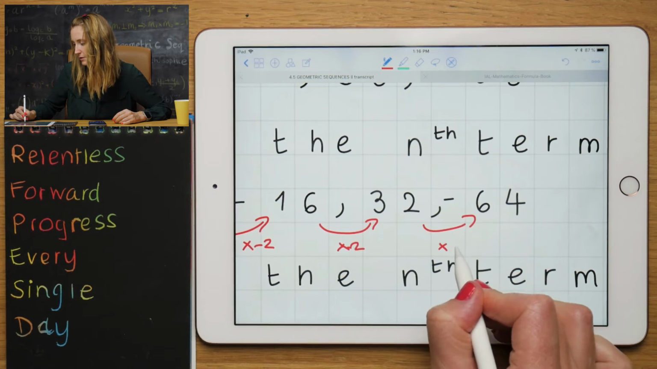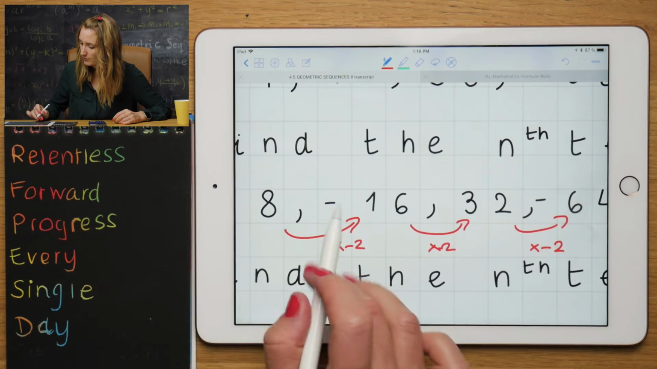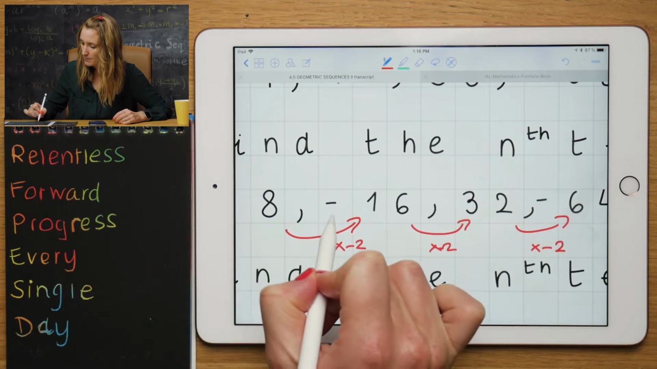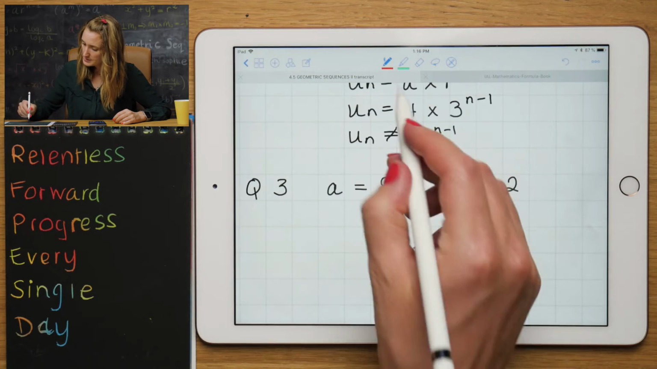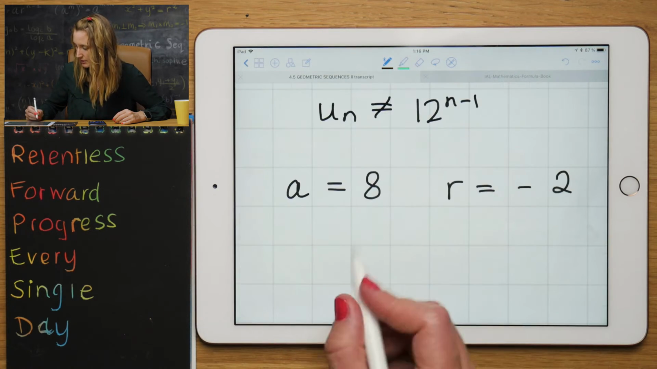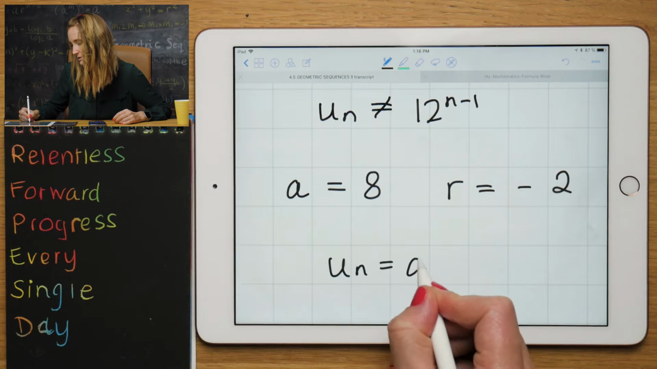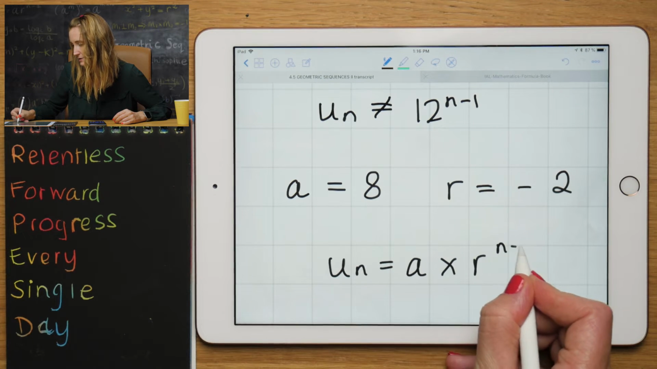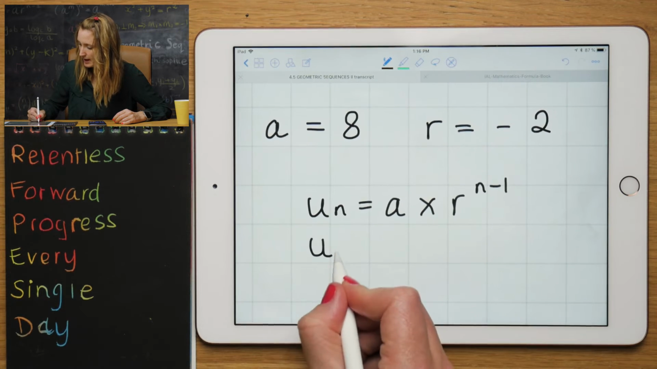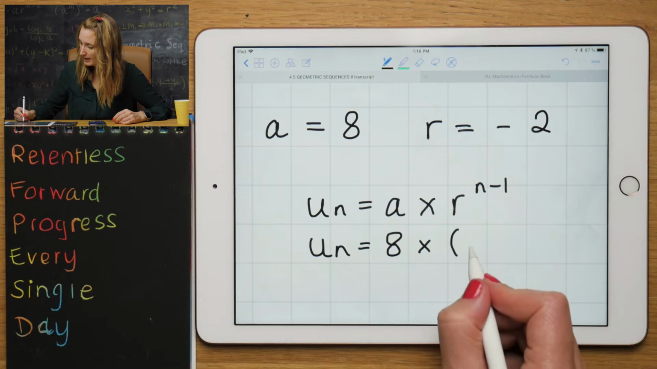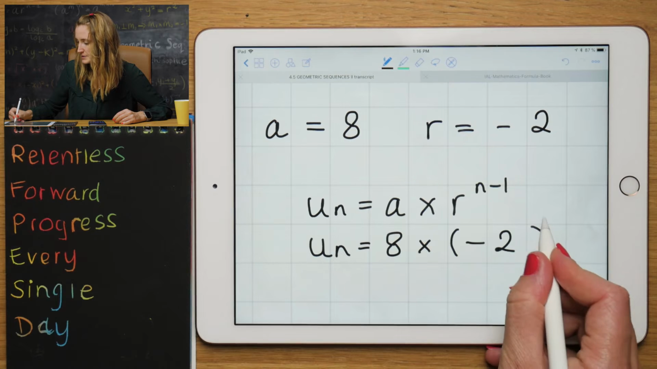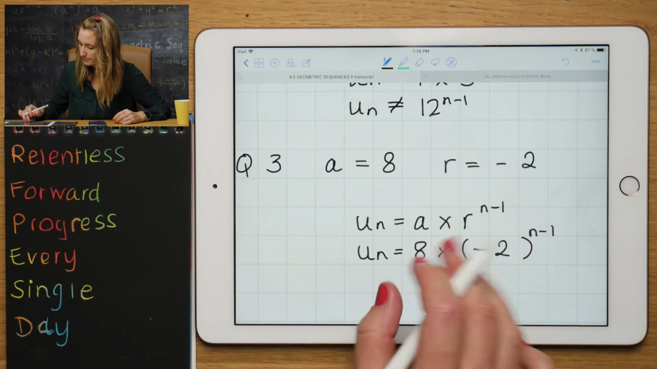Don't forget we can spot that r is negative because we've got the alternating signs, plus to minus, plus to minus. So here we write down our formula. un is equal to a times r to the n minus 1. un is equal to 8 times, I'm going to put the r in brackets because it's a negative number, minus 2 to the power of n minus 1.